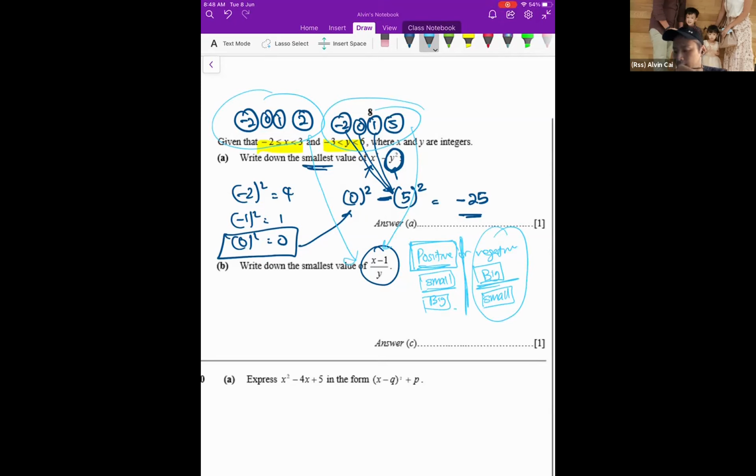Okay, so in this case, let's try 2 minus 1 over y. So let's say as small as possible over 2. So this is 1 over minus 2. So it's minus half.